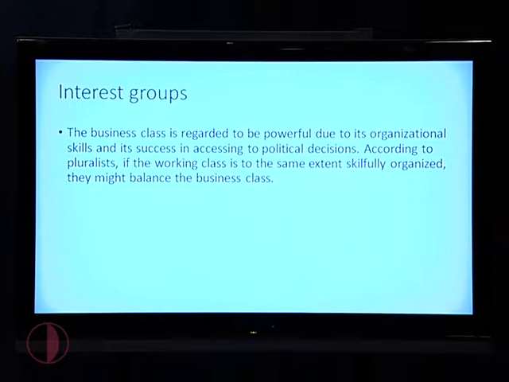Dear friends, in the contemporary socio-economic and political structure, the business class is regarded to be powerful due to its organizational skills and its success in accessing political decisions. According to pluralists, however, if the working class is to the same extent skillfully organized, they might balance the business class. So, according to pluralism, organization of the middle class and the working class is crucial in balancing the business class's power in decision making.